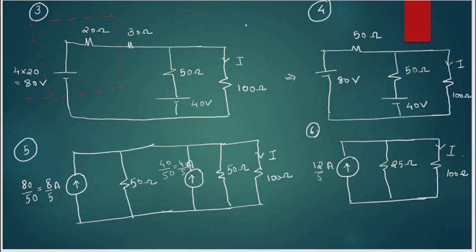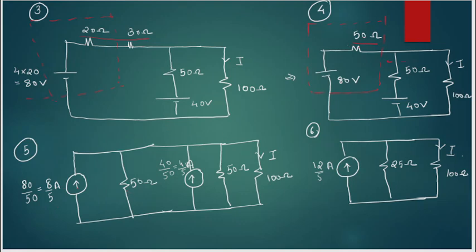Okay, now in the next figure we can see that these two series resistors are added so that we get 50. Okay, next what we'll do is this voltage source and the series resistor can be transformed into a current source and a parallel resistor, and this current source will be equal to I equal to V by R, that is 80 by 50, that is 8 by 5 ampere, and the parallel resistor will be the same resistor.